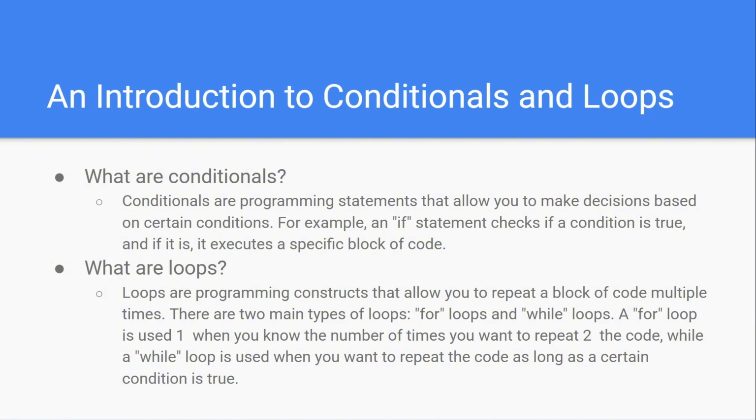Conditionals and loops. Conditionals allow a program to make decisions based on certain conditions. For example, an if statement checks whether a condition is true. If it is true, the program runs a specific block of code. Loops allow a program to repeat code multiple times. A for loop is usually used when you know how many times the code should repeat. A while loop repeats code as long as a condition remains true.